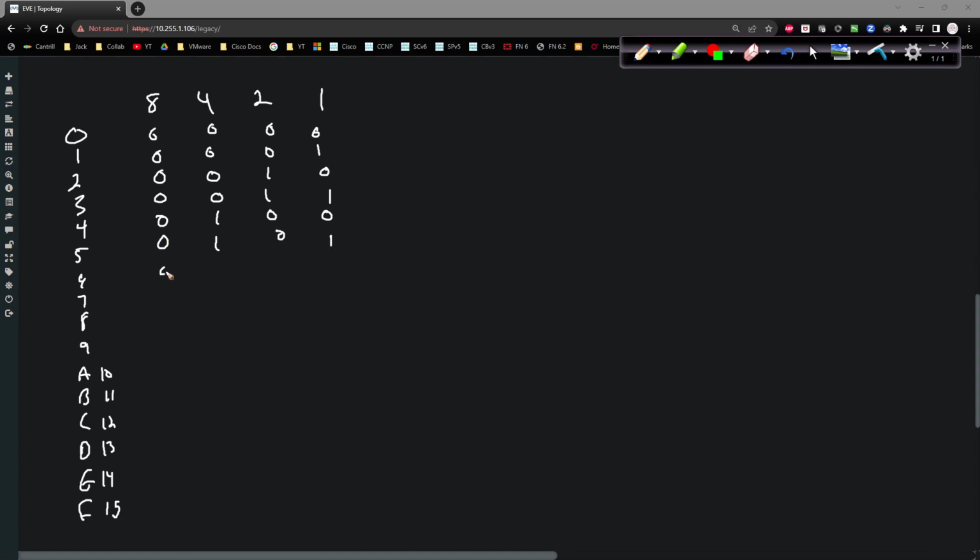A 6 is a 0, 1, 1, 0. A 7 is a 0, 1, 1, 1. An 8 is a 1, 0, 0, 0. A 9 is going to be a 1, 0, 0, 1. A 10 is going to be a 1, 0, 1, 0. An 11 is going to be a 1, 0, 1, 1.